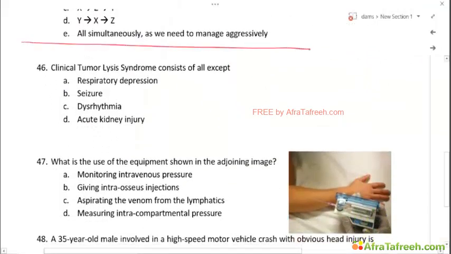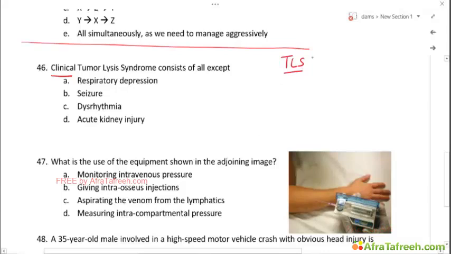Okay, so now we change gears from DK and we come to the next question. Tumor lysis syndrome consists of all except. Okay, so as you're aware, we're talking about clinical tumor lysis. So tumor lysis syndrome, that is acute tumor lysis syndrome, ATLS. It's not the ATLS of trauma, it's different ATLS. Or maybe we can refer to this as TLS to avoid confusion.